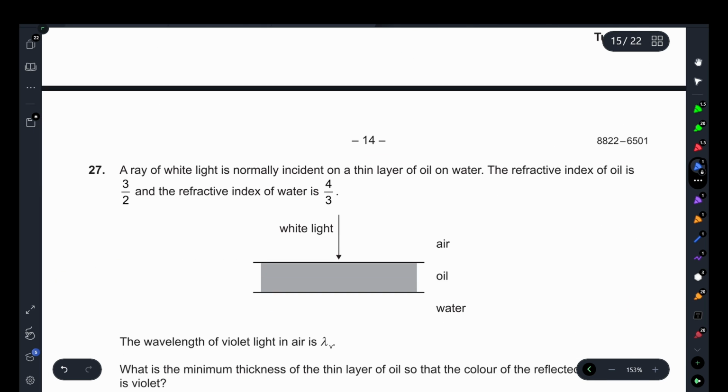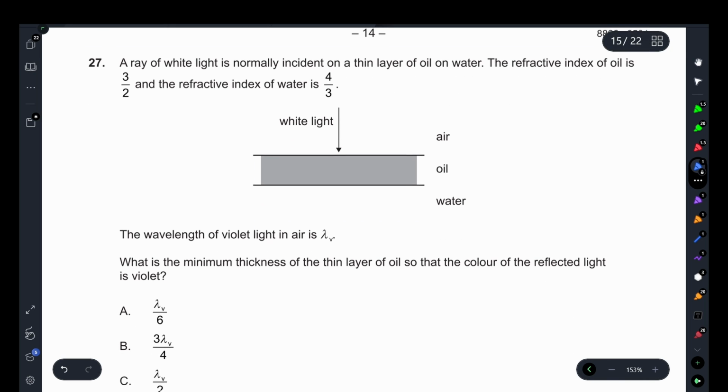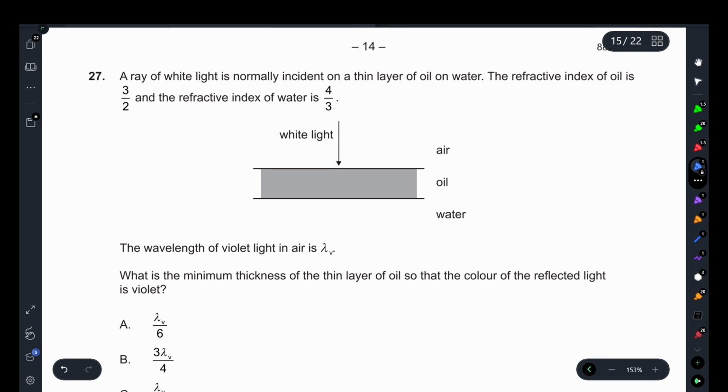Moving on to question number 27. A ray of white light is normally incident on a thin layer of oil on water. The refractive index of oil is 3 by 2 and the refractive index of water is 4 by 3. Now, for this particular question, you need to know thin layer interference, not total internal reflection. And for that, I would suggest a video by Chris Stoner. It is absolutely spectacular, and I'll link it below in the comments.